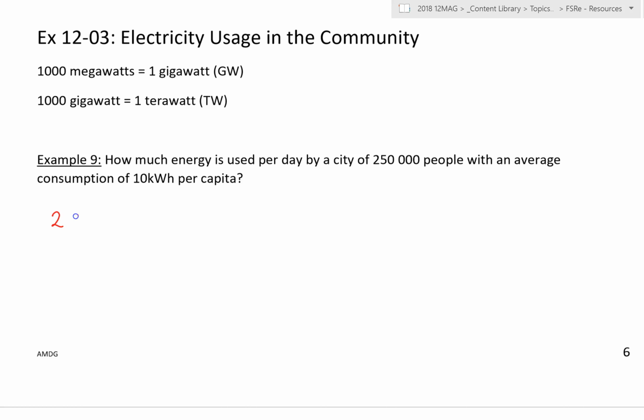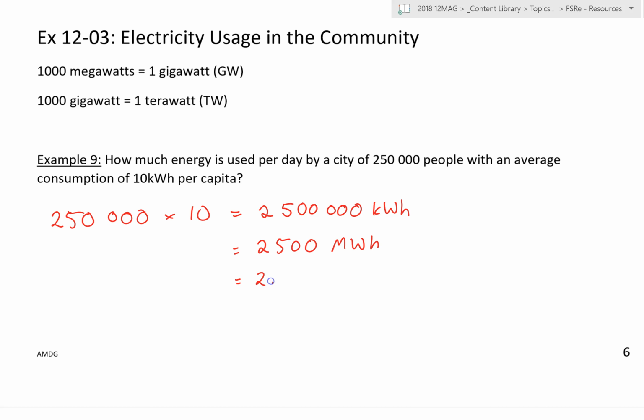Right, it's going to be 250,000 times 10. Now this is going to give me an answer in kilowatt hours. So that is, of course, 2.5 million kilowatt hours. Which we could say is 2,500 megawatt hours, or it's 2.5 gigawatt hours.